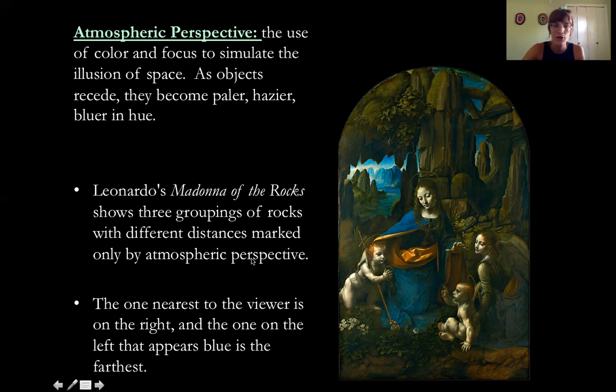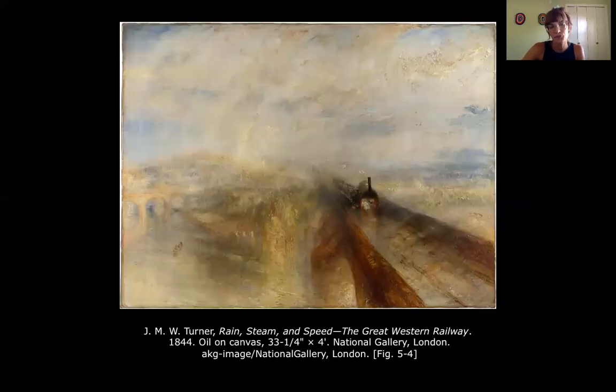So you can see that there are three groupings of rocks, which help us to think about this. Well, the rocks in the foreground are brown, they're normal, they're very detailed. And then we also have rocks in the middle ground. Those are still brownish, but becoming hazier, right? They're less detailed. And then we have a third grouping of rocks in the way background, and they're bluish in tone, right? And they're not very detailed, they're very hazy. So we can tell these ones are in the foreground, middle ground, and the background. And this is where we have the use of atmospheric perspective.